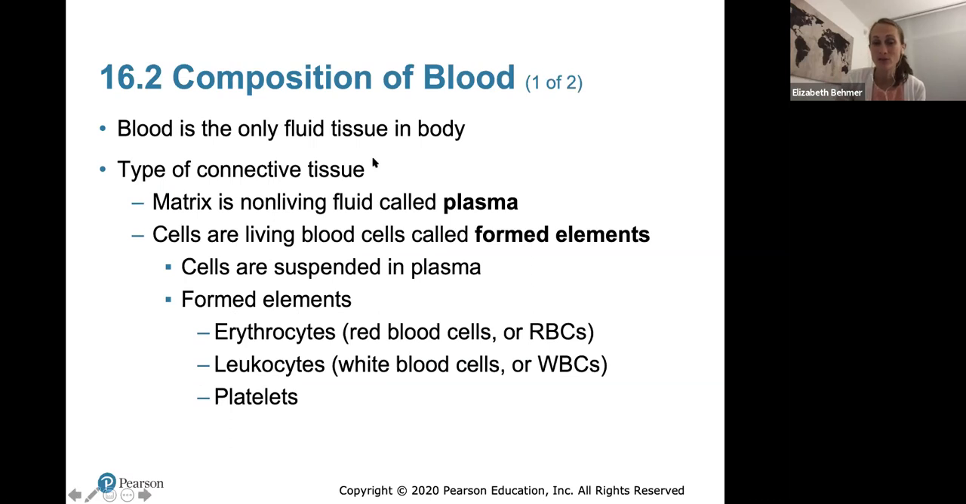It's the only fluid tissue in the body, so it's one of our types of connective tissue. The matrix is non-living, and that's what plasma is. And then cells are the living blood cells, and those are called the formed elements. The formed elements are suspended in the plasma, and these are our formed elements. Erythrocytes are red blood cells, leukocytes are white blood cells, and platelets.